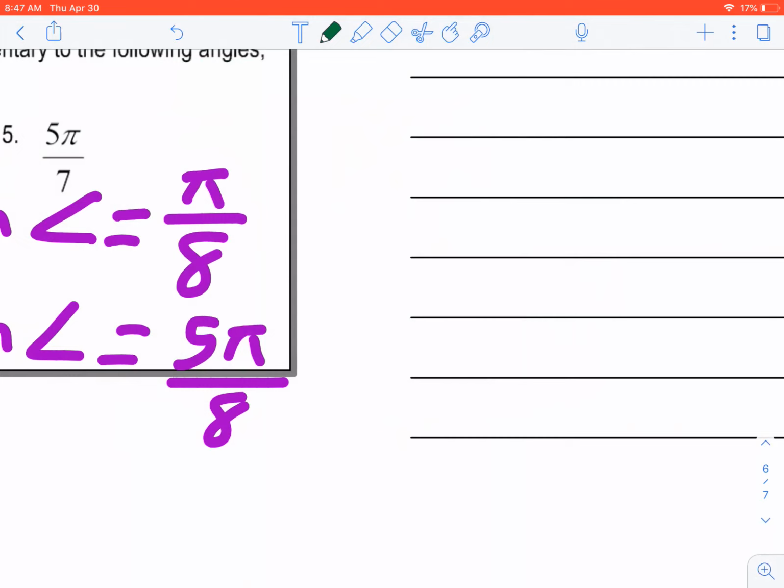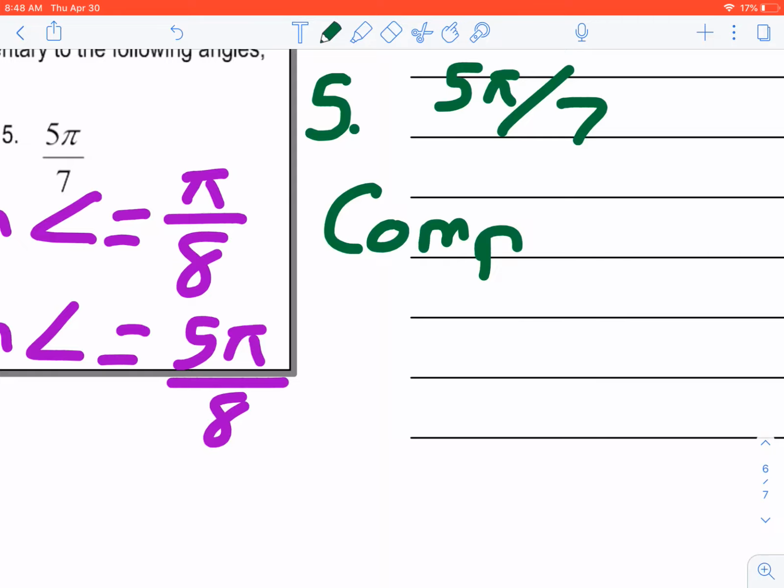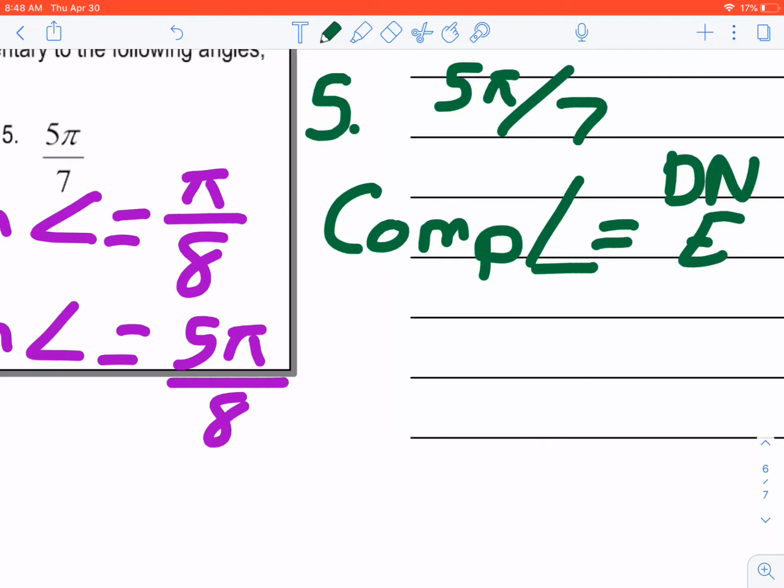Let's do number 5. So number 5 is 5 pi over 7. Well, 5 pi over 7 is already past 1/2, so a complementary angle does not exist. There is not going to be a complementary angle because it's already past a half, because half of 7 is 3.5.